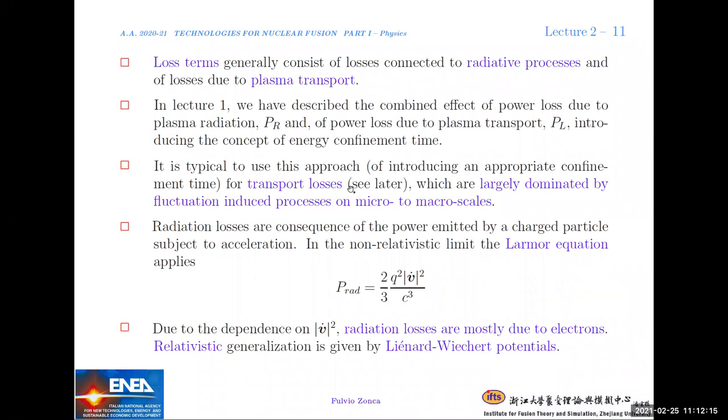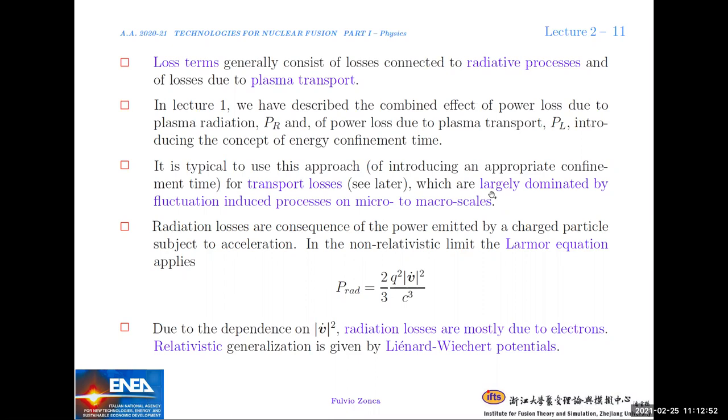Let's say that these losses due to the transport are largely dominated by fluctuation-induced processes on micro and macro scales, and it's quite difficult to have one single way of describing all these processes. There is a variety of turbulence mechanisms from the macroscopic to the microscopic turbulence, and so it is very efficient to maintain the description in terms of the energy confinement time for the losses due to the plasma transport.